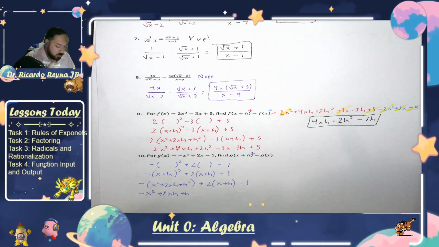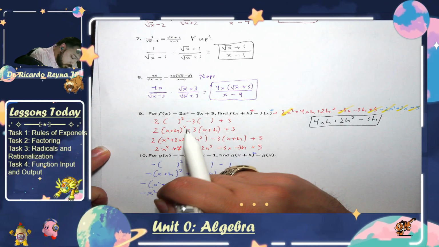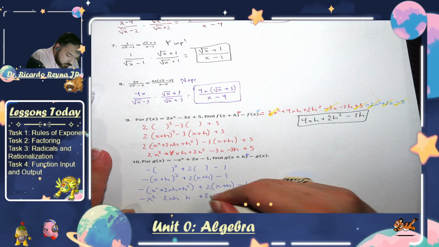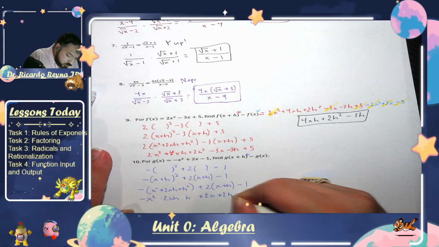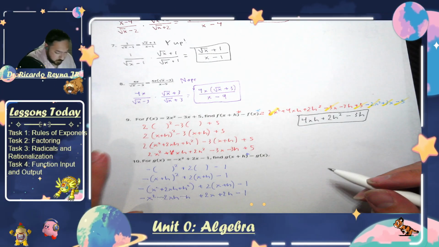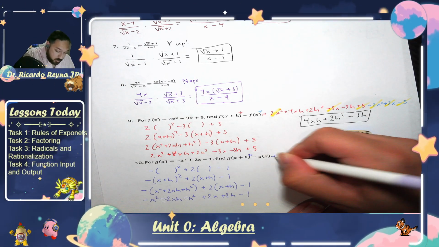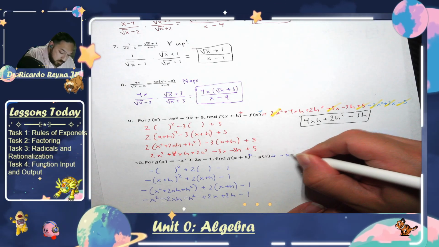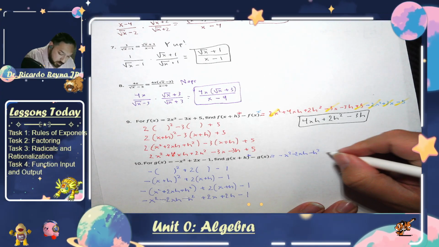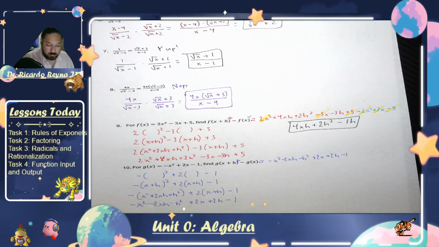I did not distribute that negative properly. Okay. And plus 2x plus 2h minus 1. And a negative here and a negative here. Okay. Oh, squared. Hello. Okay. So now go ahead and plug this in. We got negative x squared minus 2xh minus h squared plus 2x plus 2h minus 1.